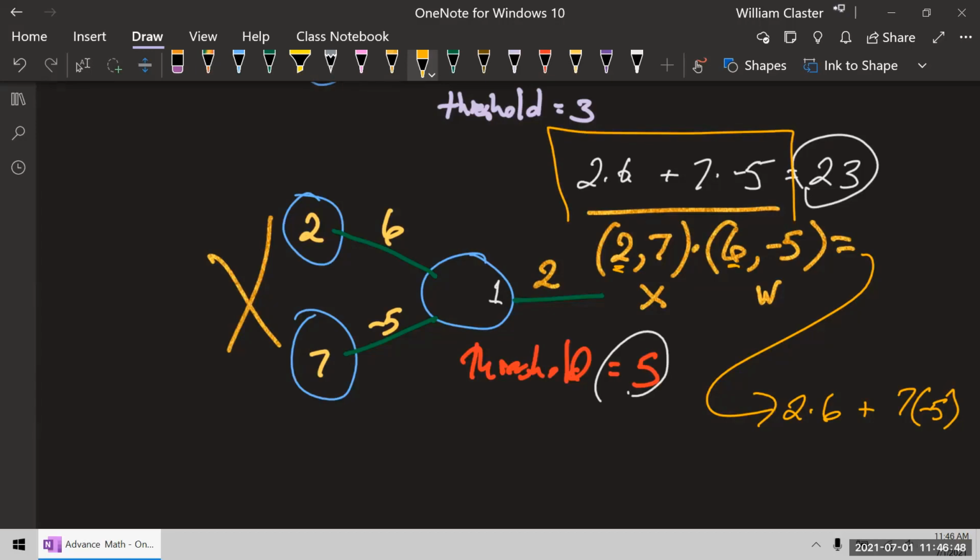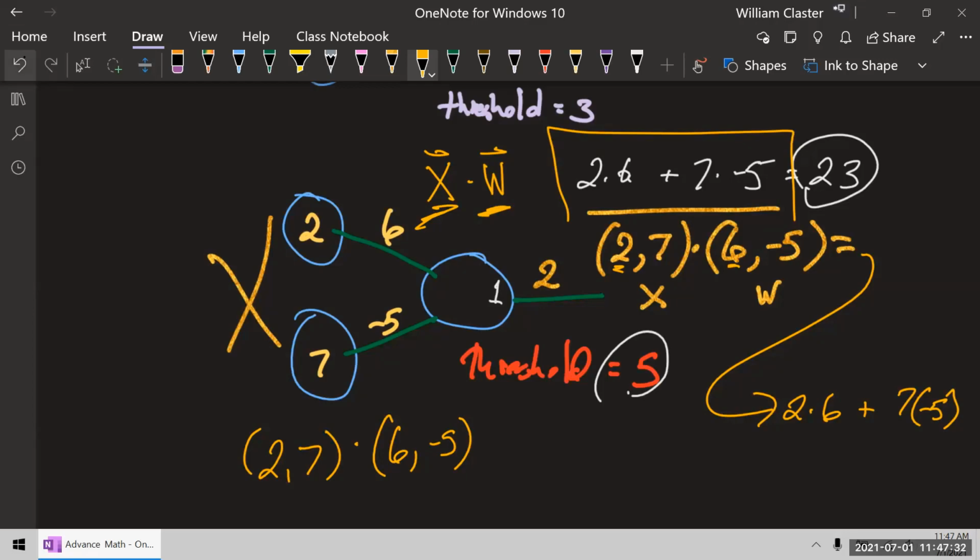So we can say that when we do this calculation, we're doing the dot product of the input vector times the weight vector, right? So this calculation is just X times W. These are vectors. The X vector is 2, 7, and the W vector is 6, -5. So we can just call this calculation the dot product of the input vector with the weight vector, right? Everyone agree with that?